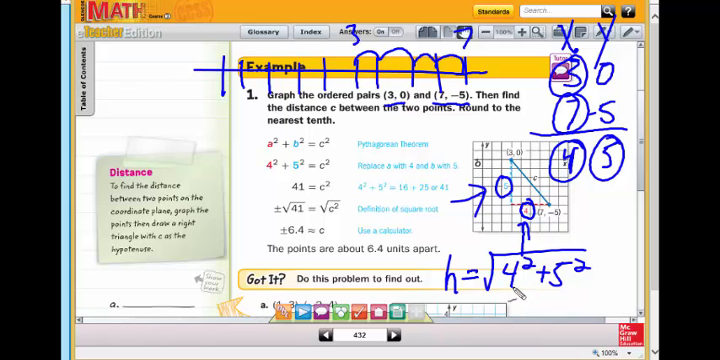And of course 4 squared is 16. We'll put it over here. 5 squared is 25. 16 plus 25 is 41. So we're taking the square root of 41. And in this case, we've got plus or minus, but negative values don't make any sense here, so we're going to say that it is about 6.4 units from point A to point B, we could call it.